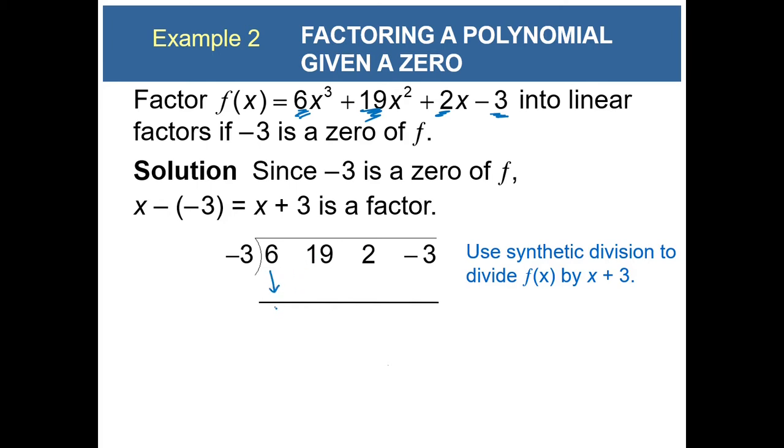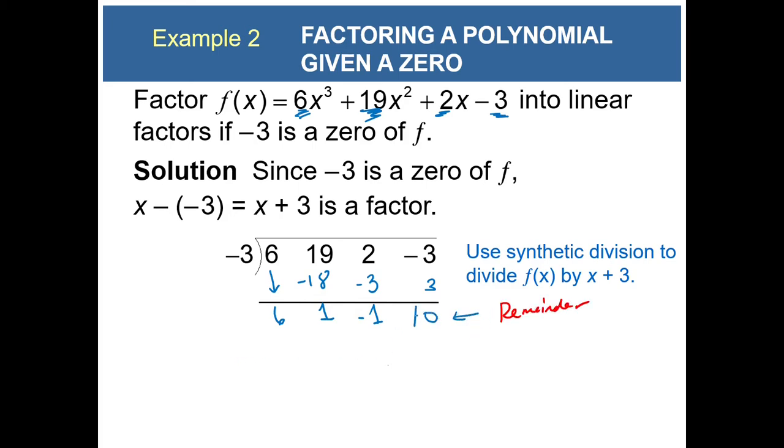We'll bring down the 6. Negative 3 times 6 is negative 18. 19 minus 18 is positive 1. Negative 3 times 1 is negative 3. 2 minus 3 gives us negative 1. And negative 3 times negative 1 is positive 3. And we have the remainder is 0.